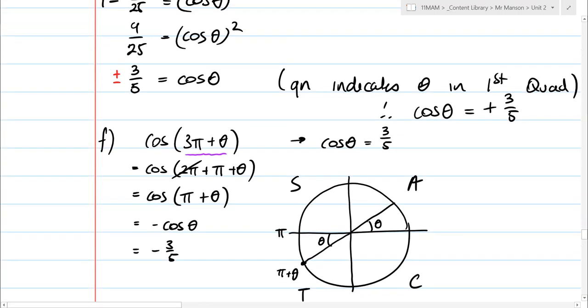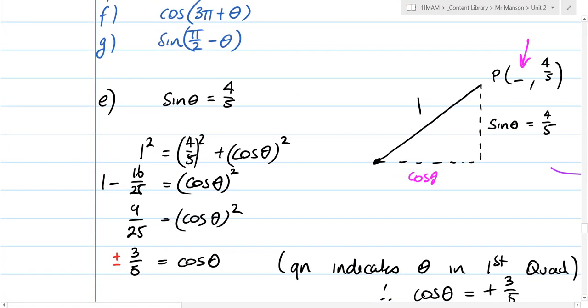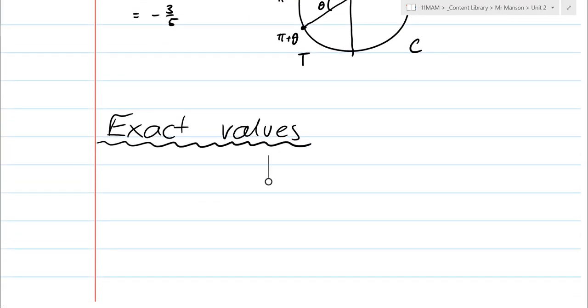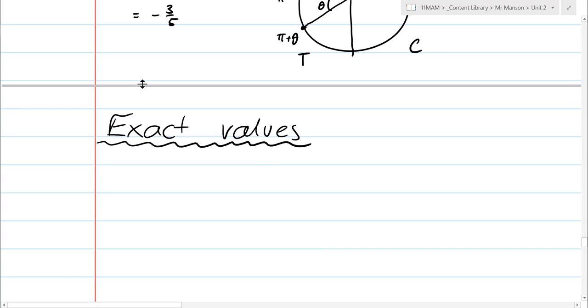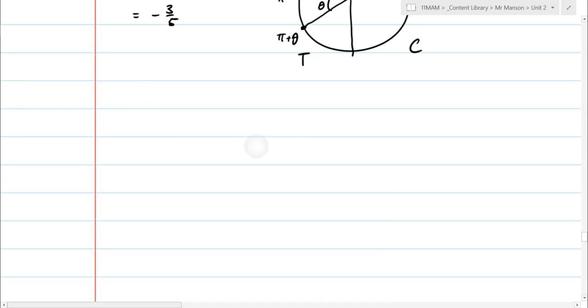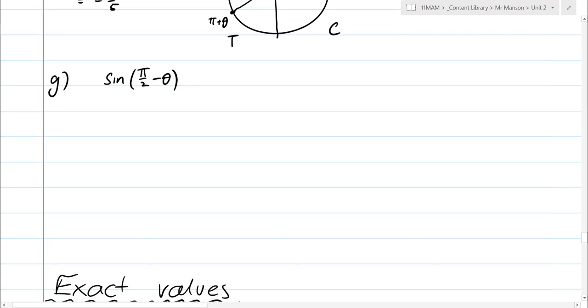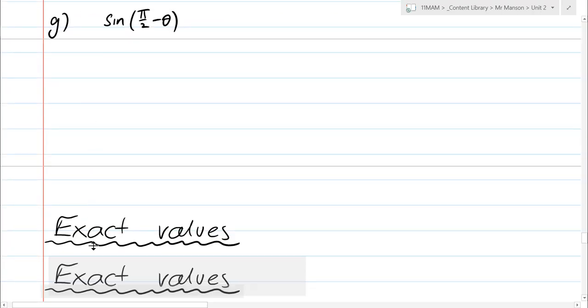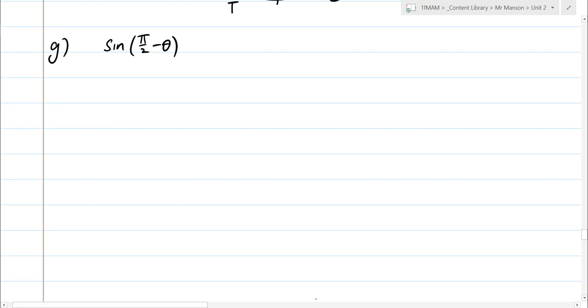And question G, again, is a little bit beyond, a little bit different. Sine of pi over 2 minus theta. I'll run through this quickly because it is a little bit different, and then I'll leave you be. So this is G, sine of pi over 2 minus theta. Sine of pi over 2 minus theta exists in a different area of our unit circle.